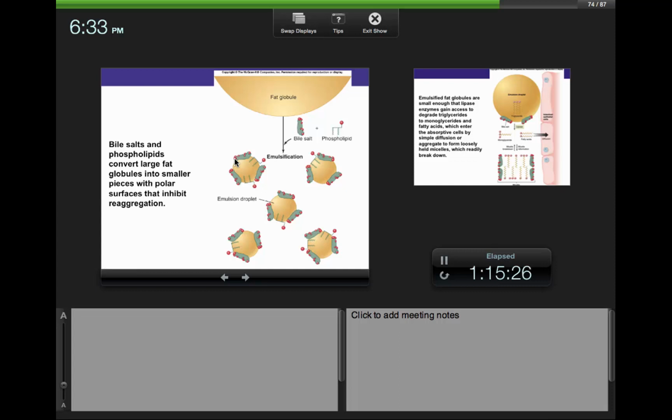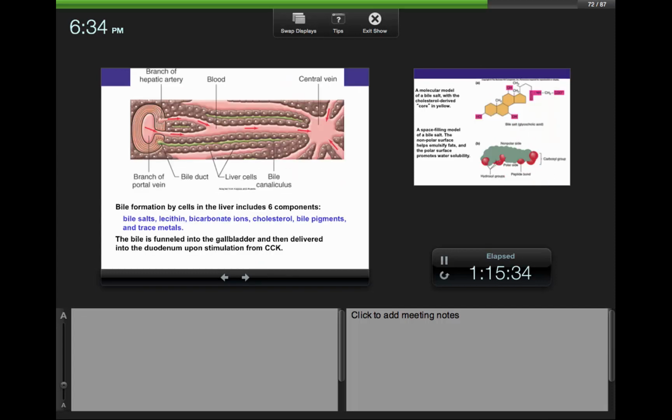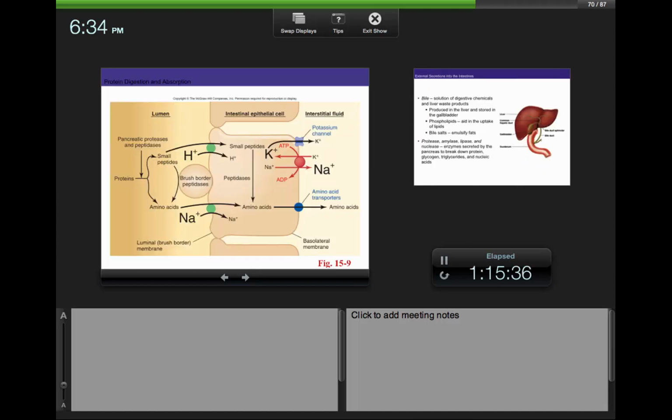Yeah? Yep. You want me to go back to that one? Okay, so the question was, with this slide, where is this occurring? This is all still in the small intestines. Yep. I would say the majority of it too is in the upper part, the duodenum and the jejunum, not really the ileum.